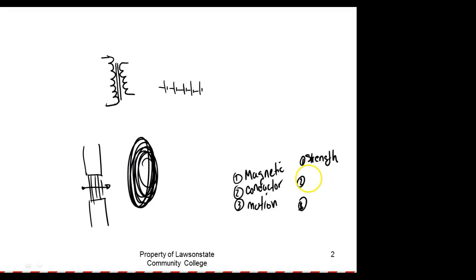So the number of conductor loops, or coils. Well, coils are made out of loops, so it's the number of loops in our conductor. And what would be the next thing? We're dealing with the motion. The motion. The speed, yeah. So the speed of the motion. The faster I can move the magnetic field through that conductor, the more EMF it makes. This is what's required.